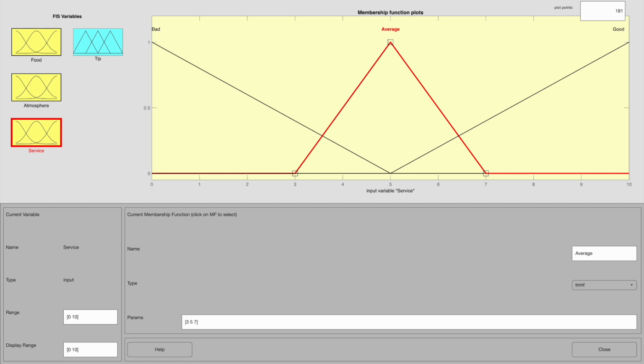Each of these inputs is modeled with overlapping triangular membership functions. This overlap is important because it allows the system to handle values that are not purely one category. For example, a food score of 6 may be considered partially average and partially good.